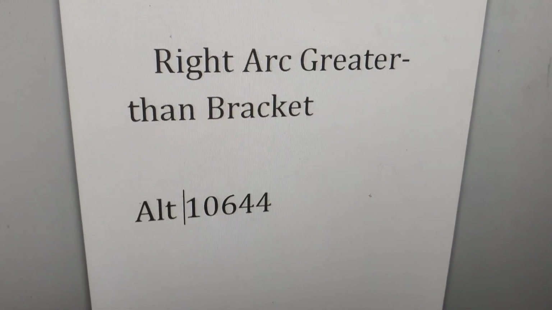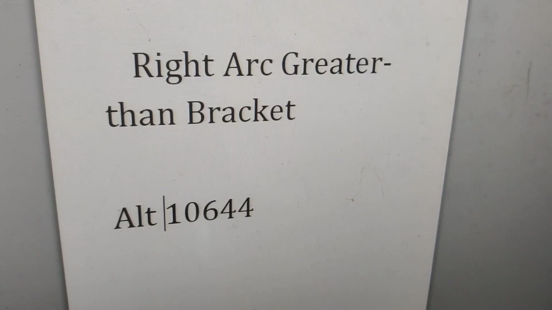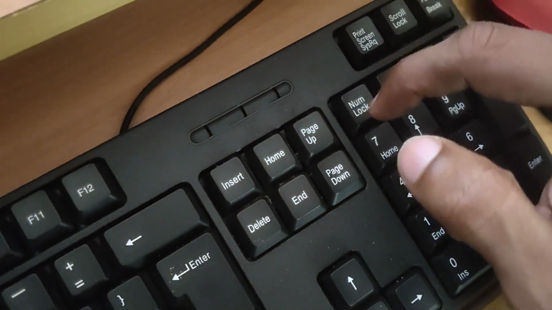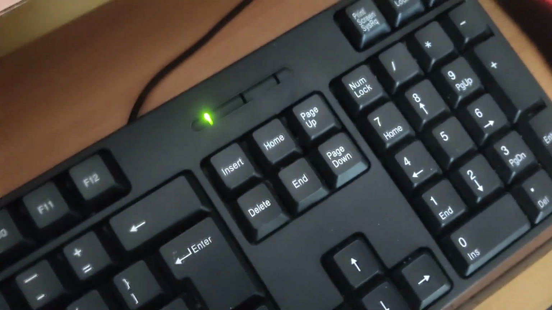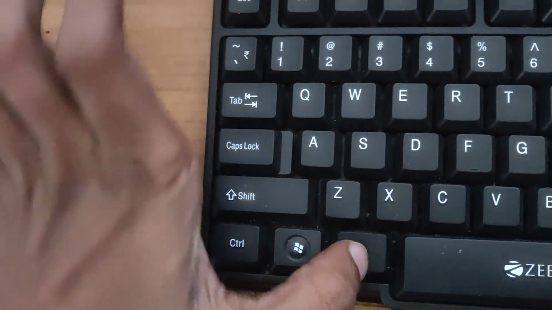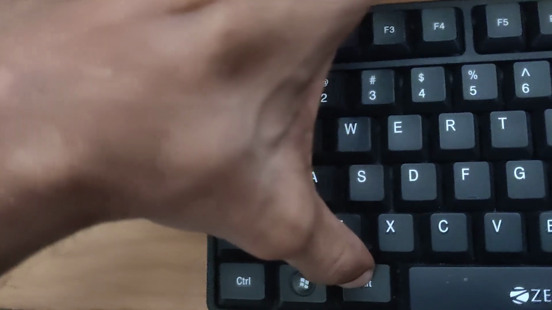For doing this you must open your Microsoft Word in your computer, and after that you must go to your computer keyboard. On this keyboard you can see that this is the num lock key, so you must press this numlock. So now we have enabled the numlock. Now you can see that on the keyboard there is an alt key. You must press this alt key. You do not remove your finger from this alt key.